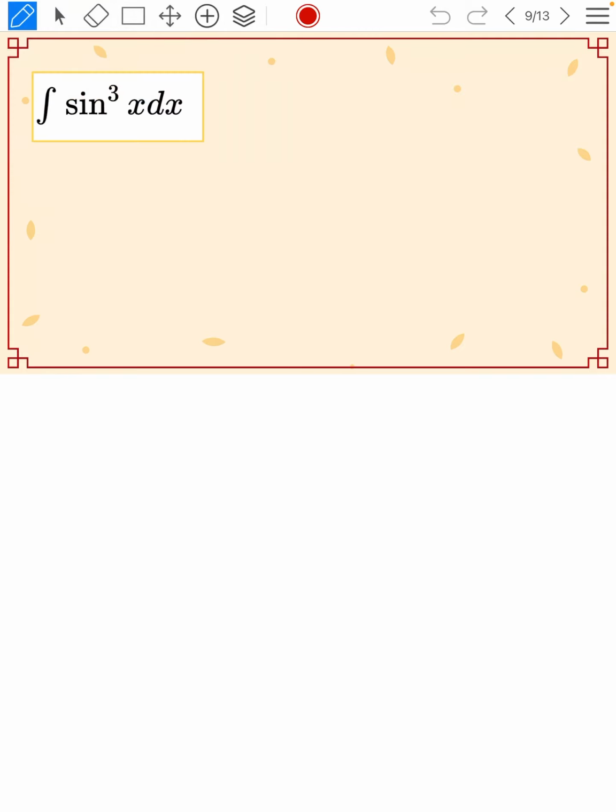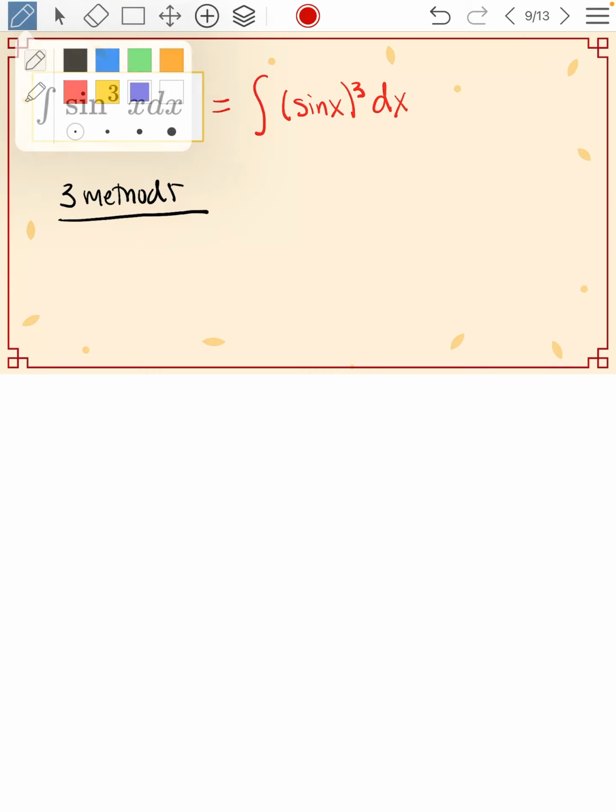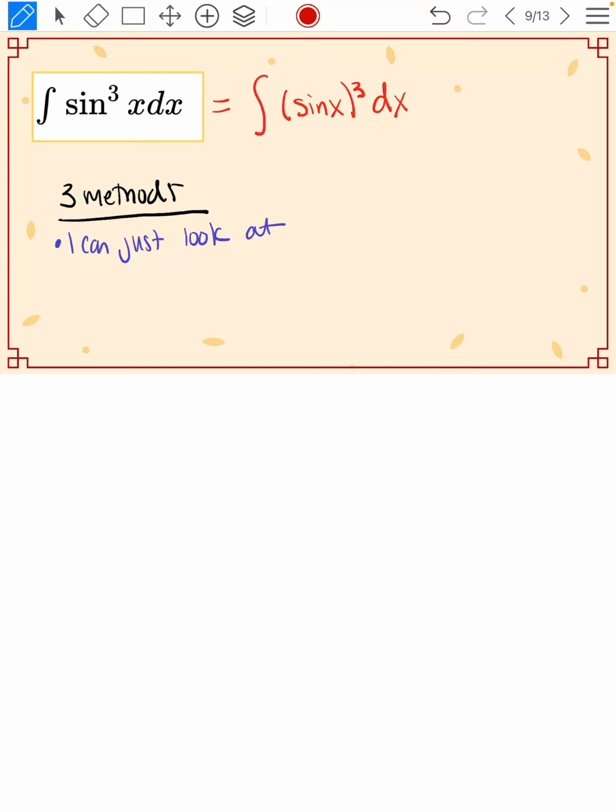So basically, here's the situation. We're asked to integrate sine cubed x, and I just want to remind us that that just means sine of x all cubed, right? Sine of x times sine of x times sine of x. And basically, here's our situation, is we only know 3 methods to integrate, right? We know, like, I can just look at it, right? Like, you see the integral of 1 over x, and you hopefully know that that's natural log of x, because the derivative of natural log of x is 1 over x.